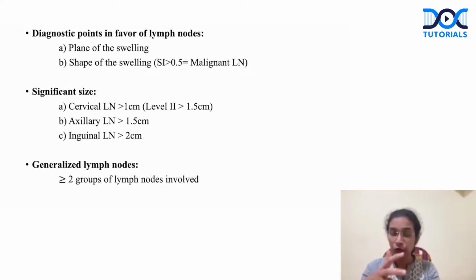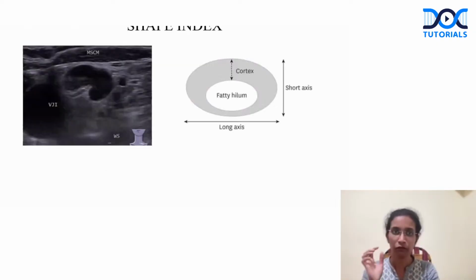Two or more groups should be involved, which means if a patient has a supraclavicular lymph node and an axillary lymph node, two groups are involved. There can be three also, such as inguinal lymph node enlargement. So if two or more groups which are non-continuous, not in continuity, are involved, then that's called generalized lymphadenopathy. So these are certain specific points you need to know while writing a case sheet.